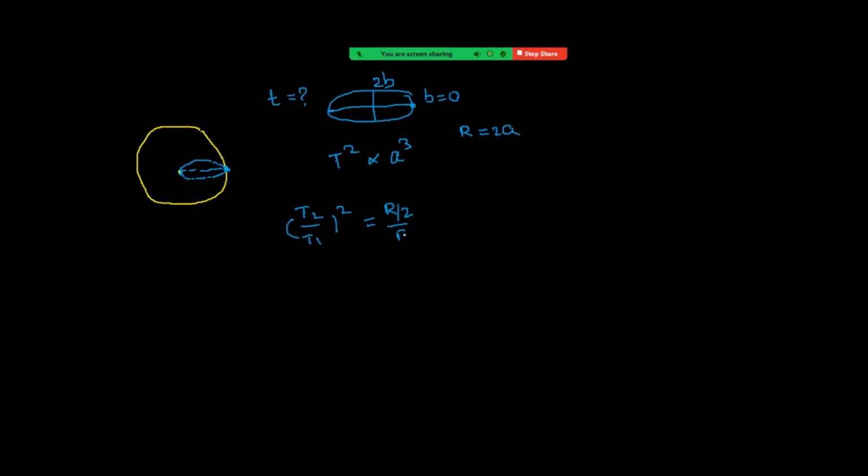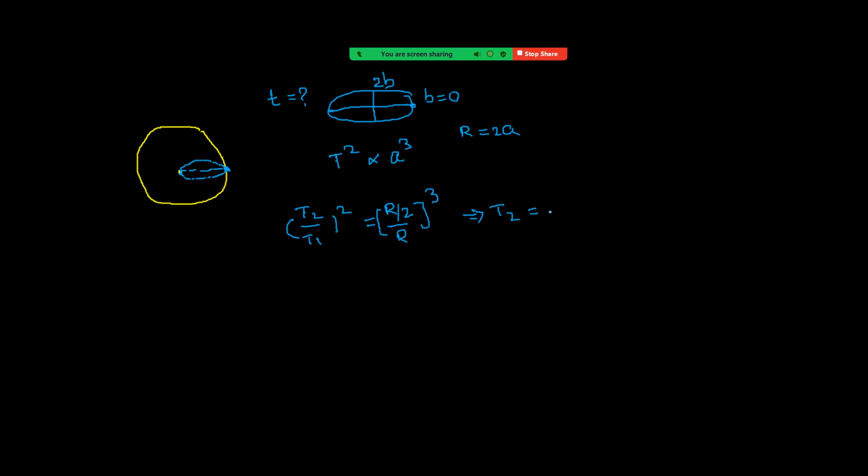And in the first case, it is r whole cube. So initially the path was a circle, and in case of a circle, we write the radius in the place of a. Now a becomes r by 2 because this r is now the major axis for this ellipse. Okay. Then see what we are going to get.